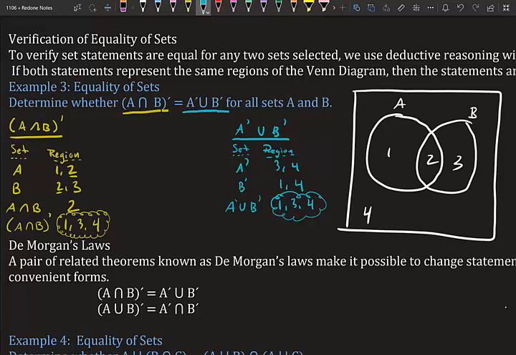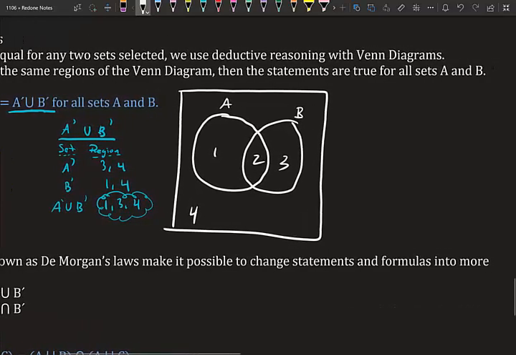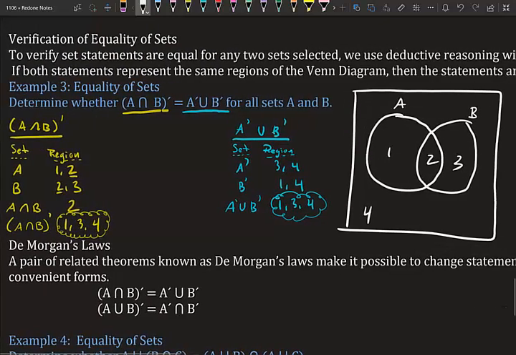So if we look at these two, 1, 3, 4 and 1, 3, 4, they're the same. Since they're the same, that's what it means. If both statements represent the same regions of the Venn diagram, then the statements are true for all sets A and B. So this is equal because they're the same.